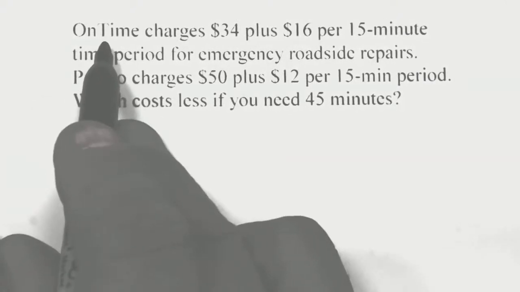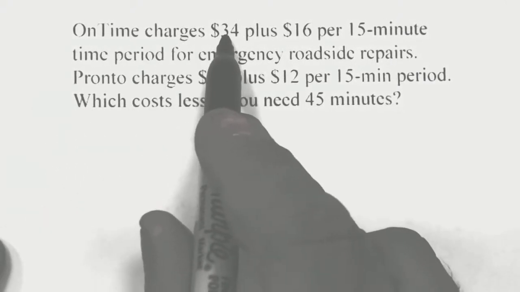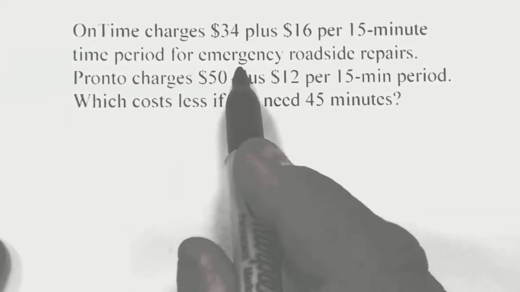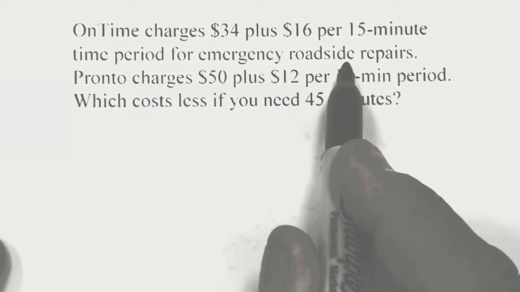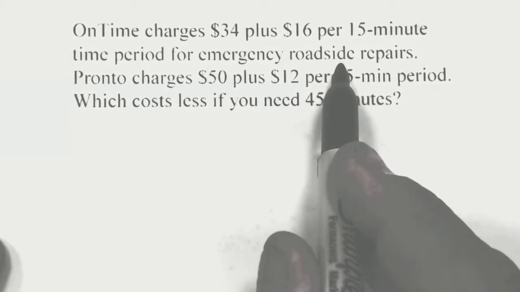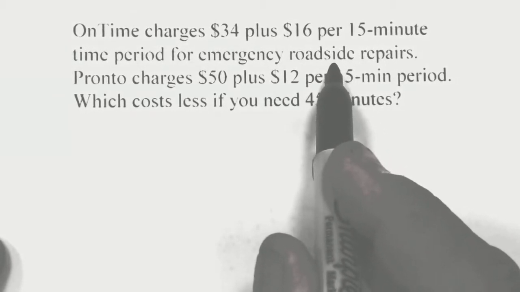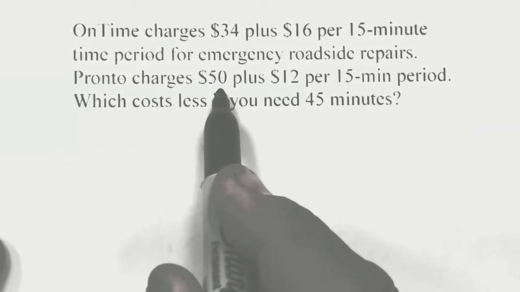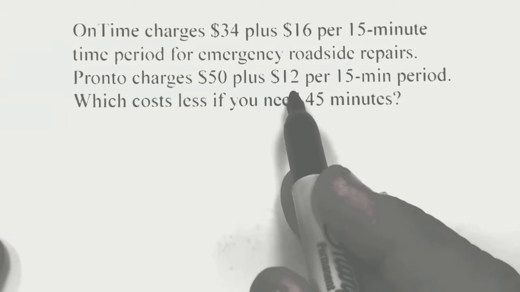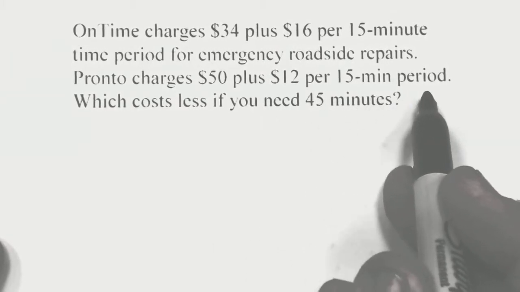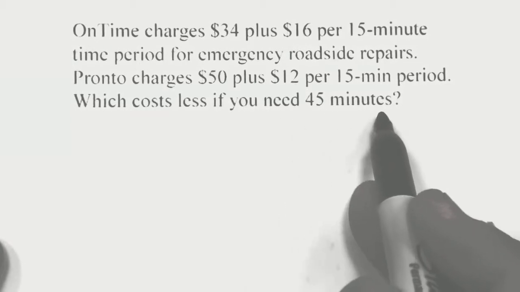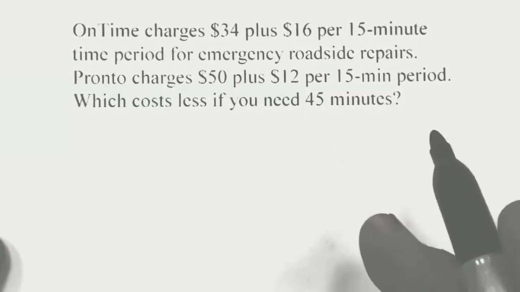We have another outfit called On Time, which charges $34 plus $16 per 15-minute time period for emergency roadside repairs. You know, if your car breaks down on the road and you have to call somebody up to come and get it running for you again. Pronto charges $50 just to show up, but then only $12 per 15-minute period. Which costs less if you need 45 minutes worth of repair service?